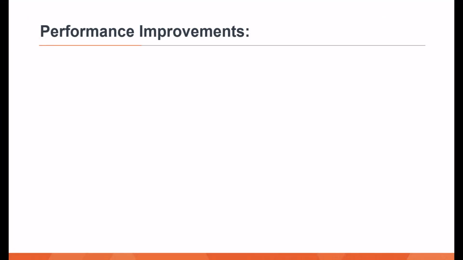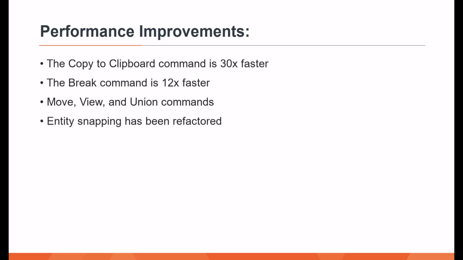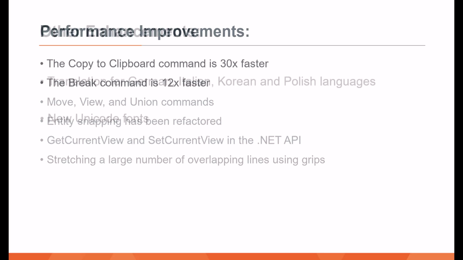And the last but not least, let's review some performance improvements. The Copy to Clipboard command is now 30 times faster, while the Break command is 12 times faster. Overall performance improvements are noticeable when using the Move, View, and Union commands. Entity snapping is refactored for improved stability and performance. Additionally, performance enhancements have been made for the Get Current View and Set Current View functionalities in the .NET API, as well as when using grips to stretch a large number of overlapping lines.